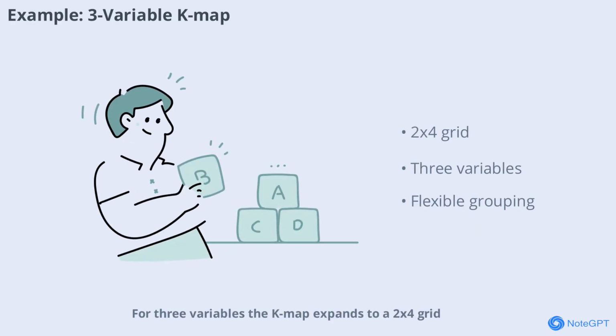For 3 variables, the K-map expands to a 2x4 grid. Each cell represents a unique combination of A, B, and C. After filling in the map with output values, you look for groups of ones that can be combined.